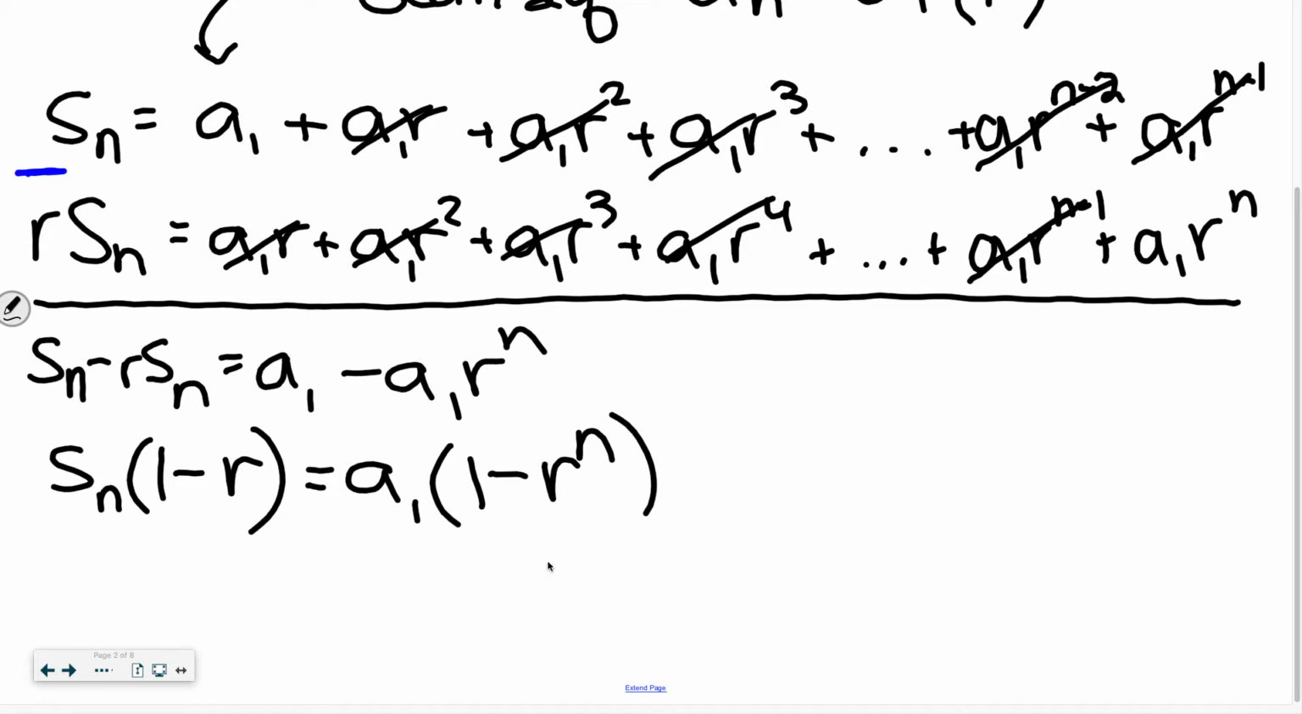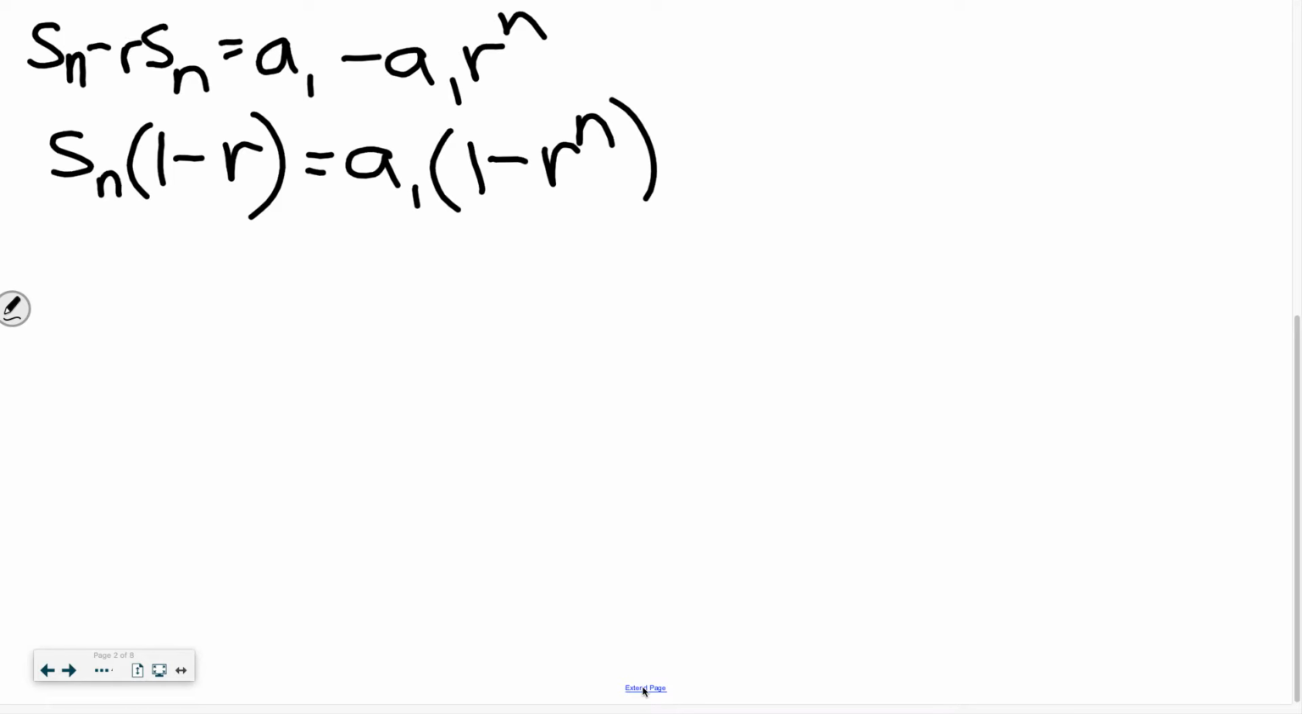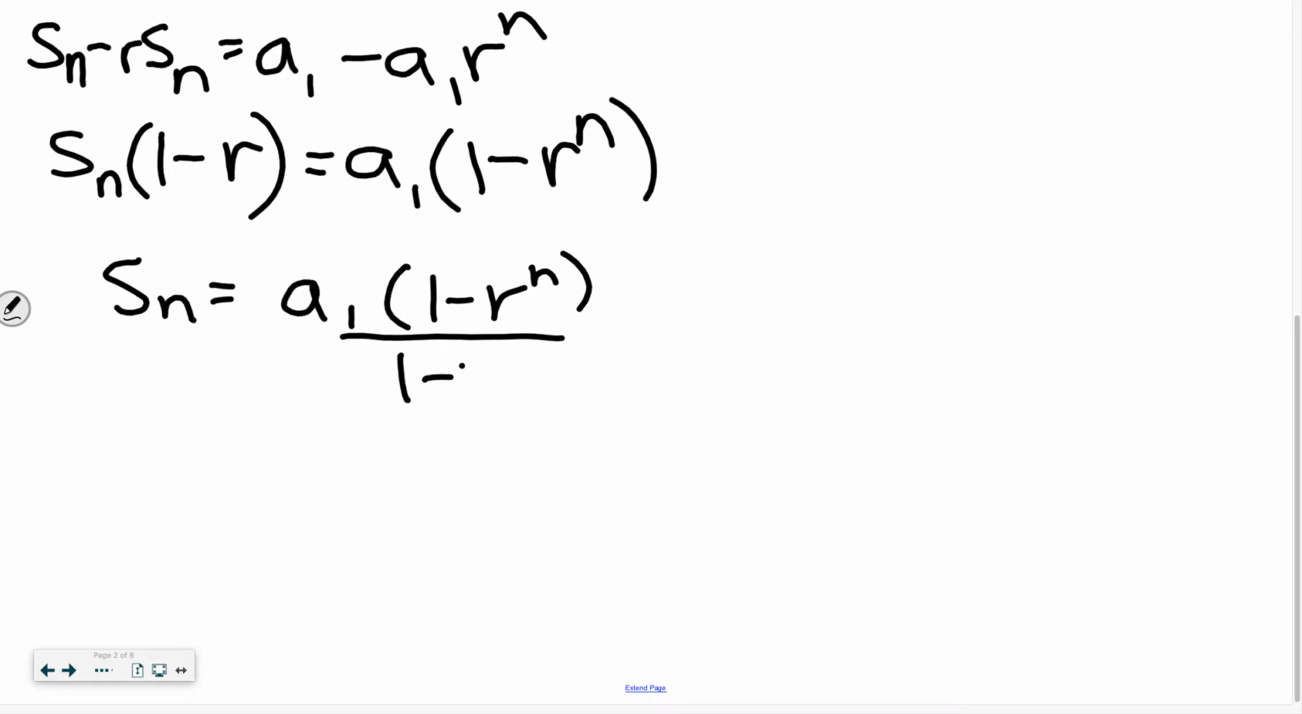And we're trying to solve, like we did yesterday with the story of Gauss, for this formula for the series, the sum of all the numbers. So we want to get S sub n all by itself. Divide by 1 minus r. There's your formula. That's how it all works out.